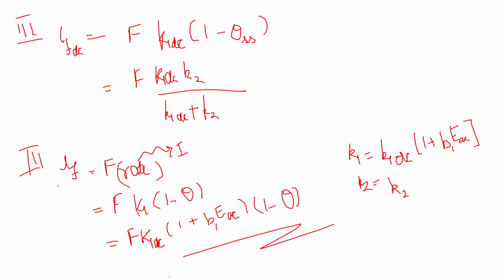So you have to finally get the IFAC out, right? IFDC is already known. It is F into K1 DC into 1 minus theta SS. And you can see another term. So when only DC current is passed, you can express that in terms of theta SS. Now you have theta, which is a variable.